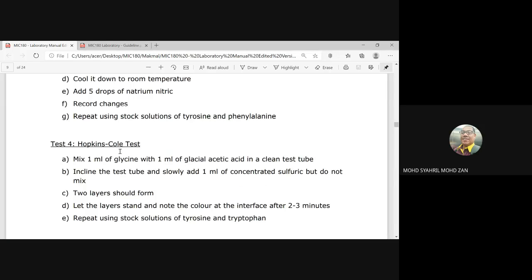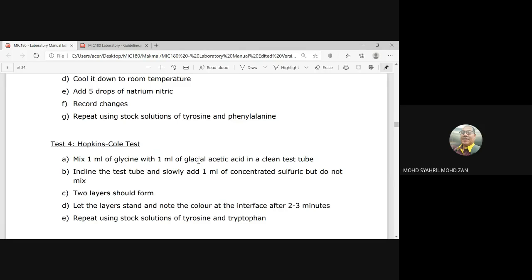We go for test number 4, the Hopkins-Cole test. Mix 1 ml of glycine with 1 ml of glacial acetic acid in a clean test tube. Incline the test tube. Slowly add 1 ml of concentrated sulfuric acid, but do not mix. So incline means you have to put your test tube at 40 degrees centigrade ataupun 45 darjah dan masuk perlahan dua cecair tadi, glycine dan juga glacial acetic acid.